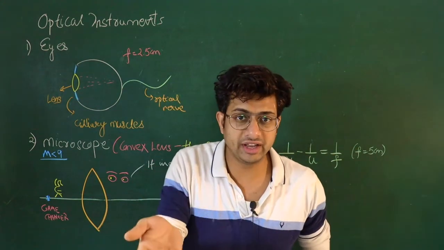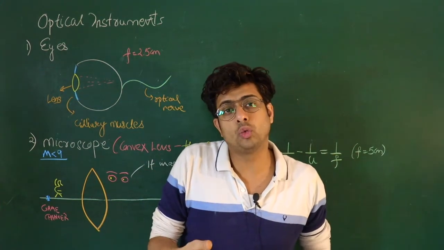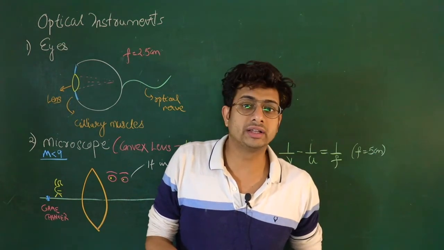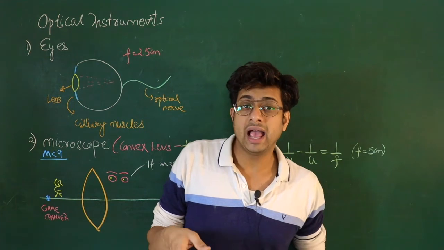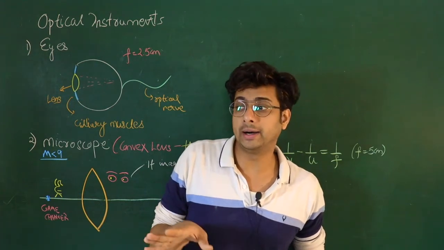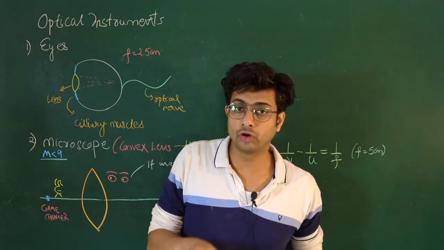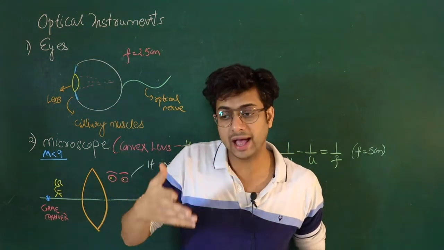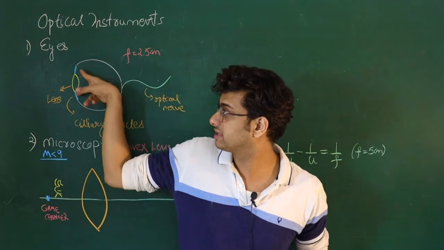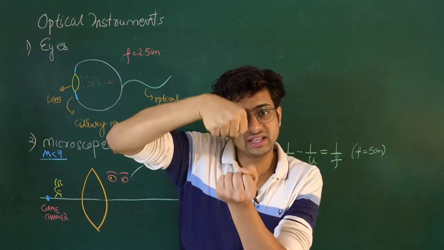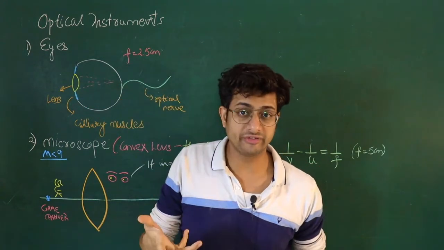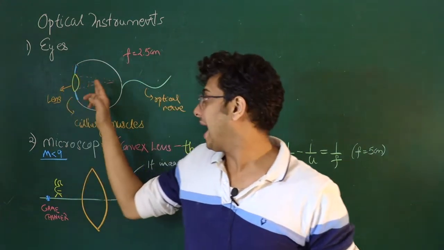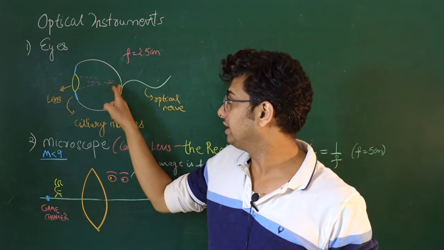You have to see at various distances, right? Suppose you want to see something at a very far distance. So the light is coming parallel, and it should converge on focus, right? And focus has to be here. Now to do that, these ciliary muscles stretch the lens in such a way that it becomes flatter, okay, and the rays fall here.